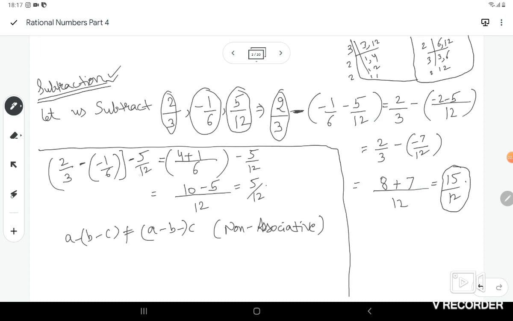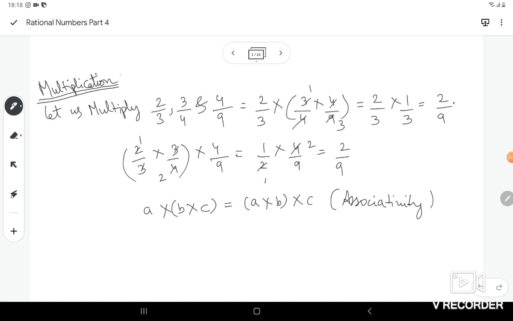Now solving the same subtraction in a different manner as (2/3 - (-1/6)) - 5/12. On solving the LCM and solving the numerator and denominator, we get the result as 5/12. From here we can clearly see that a - (b - c) is not equal to (a - b) - c. So we can clearly see that it is non-associative in case of subtraction of rational numbers.